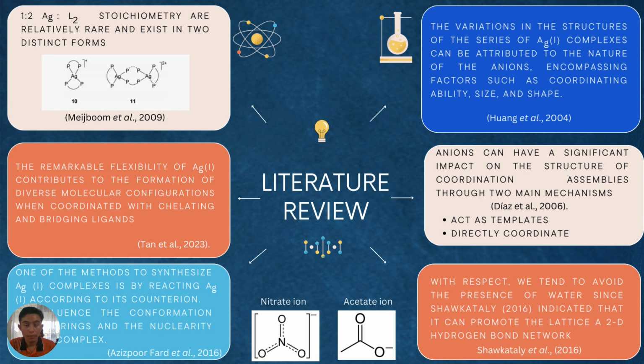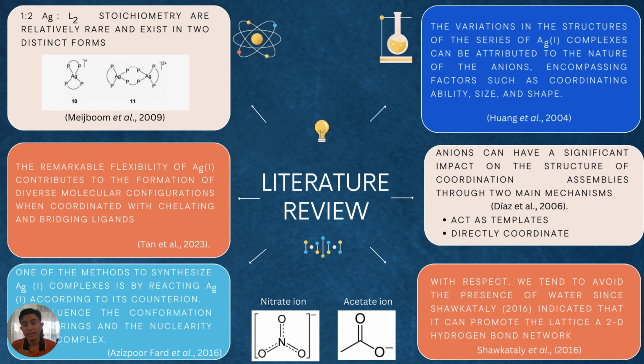And previously is equimolar, and moving on with the 1 to 2 molar ratio. The stoichiometry is relatively rare and exists in two distinct forms, as we can see here, type 10 or type 11. Therefore, this remarkable flexibility of the silver(I) complexes leads to the formation of diverse molecular configurations when coordinated with chelating and bridging ligands. This variation in the structures of the series of silver(I) complexes can be attributed to the nature of the anions, encompassing factors such as coordinating ability, size, and shape.